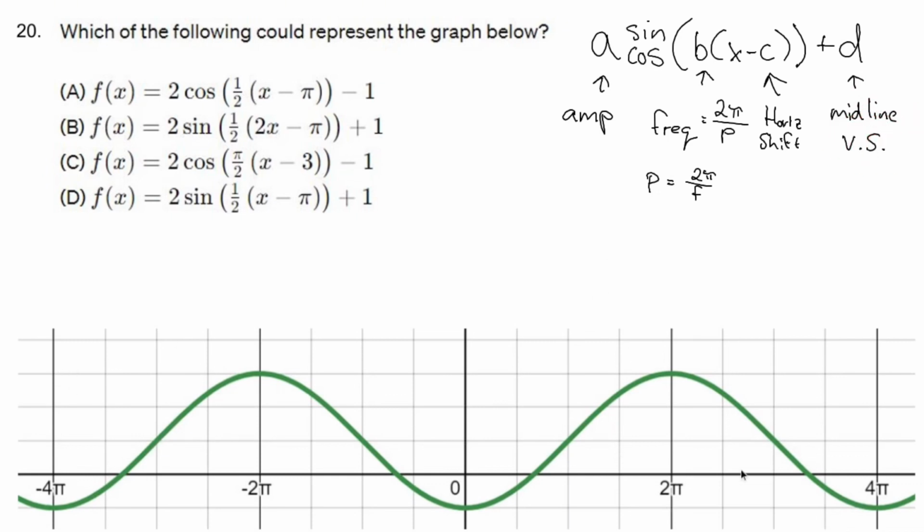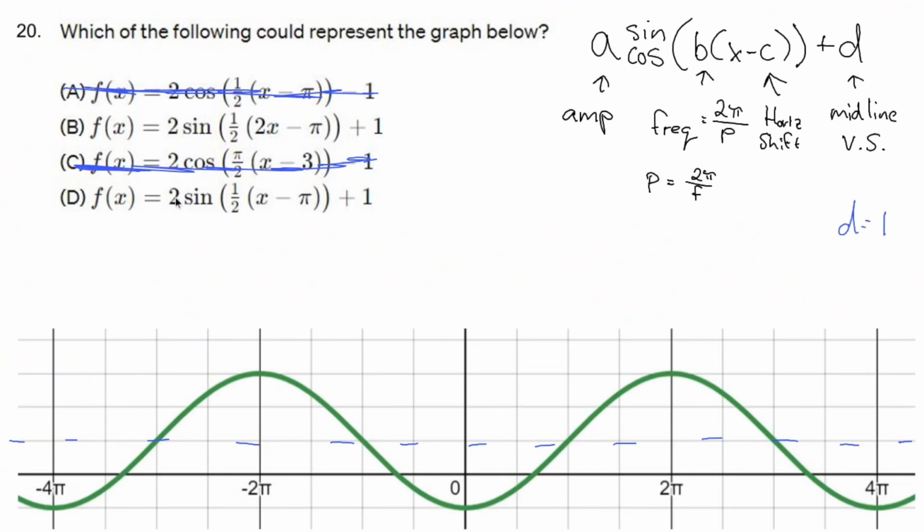Now when I look at a problem like this, if we're given the graph and being asked to figure out, multiple choice, which is which, to me the easiest thing to do is figure out what the midline is. The midline is exactly what it sounds like. It's a line that cuts our graph in half. So here, the midline, the D, is going to be y equals 1. So we know that whatever we have is going to be something plus 1, which eliminates two of the choices.